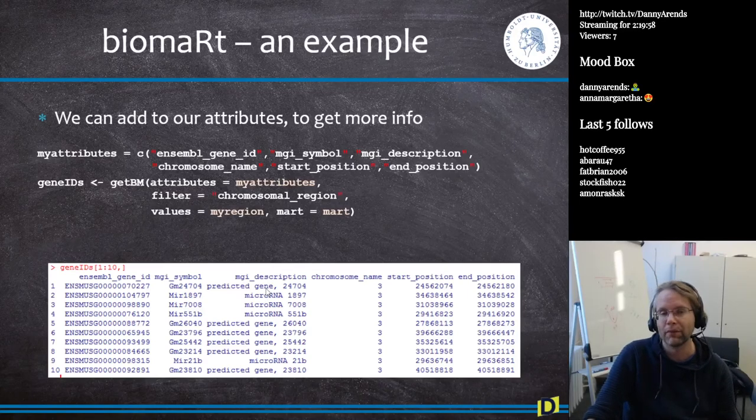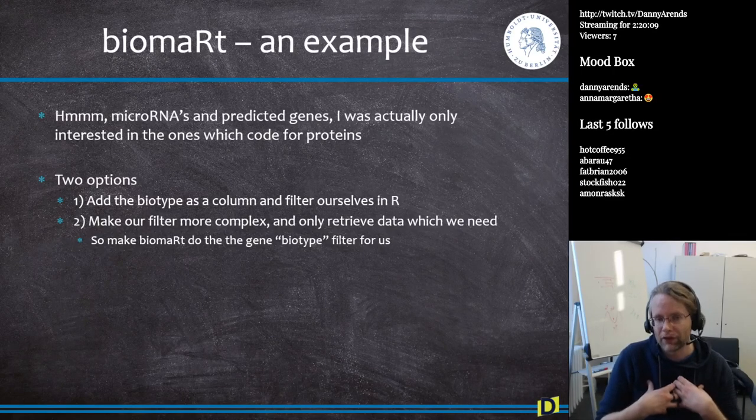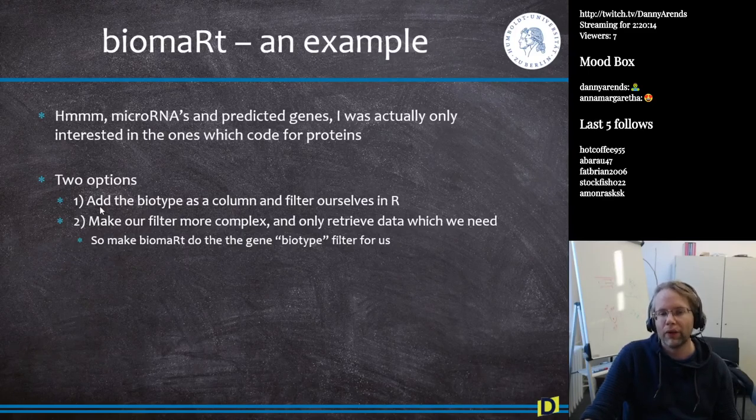We might care about them, but imagine that we only cared about protein coding genes, then we can do that. There are two options at this point. We can add the biotype as a column and filter ourselves, because the biotype will tell me if it's a microRNA, a protein coding gene, a long non-coding RNA, and these kinds of things. Or number two, we can filter in R ourselves, which is not really the goal, because we are using a database, so we want the database to do this for us.